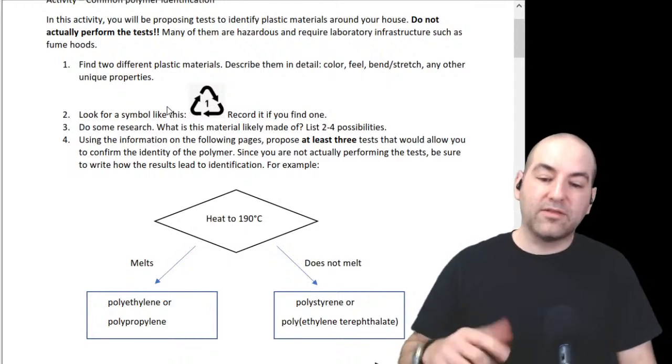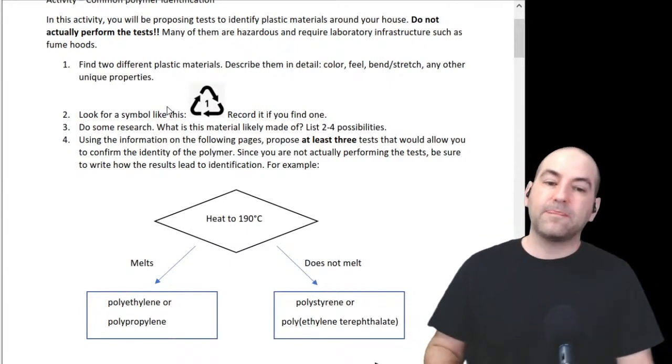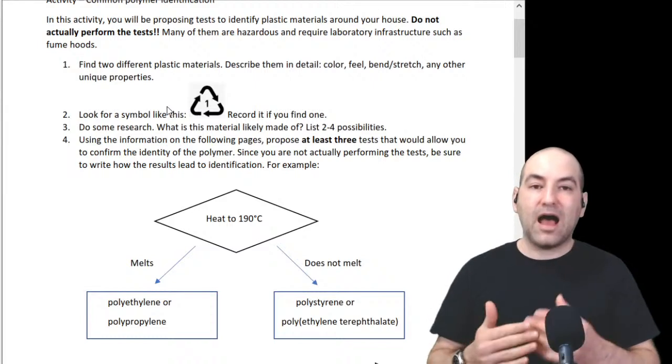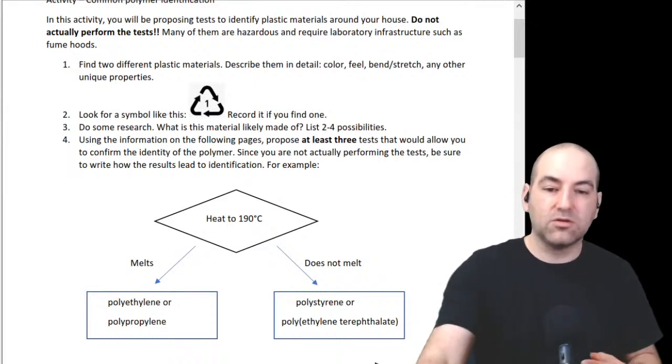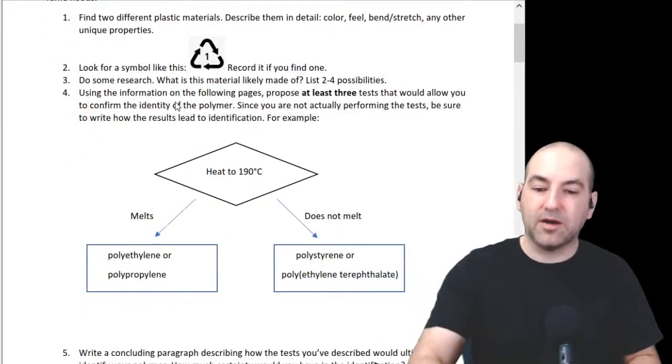So there's also some chemical tests in here. And so I'm not asking you to do these tests. I'm asking you to propose them and say, how would this test tell you what kind of a polymer you have? So I have an example here.